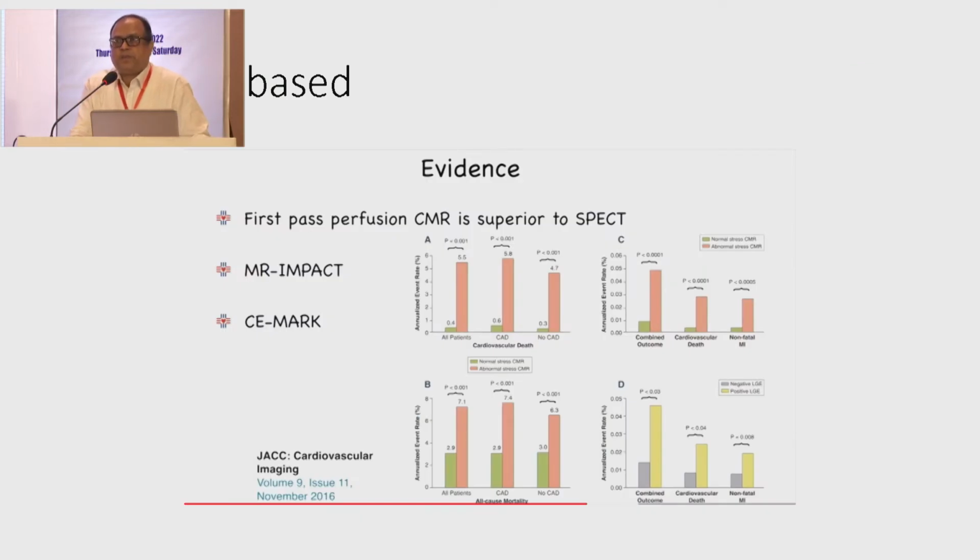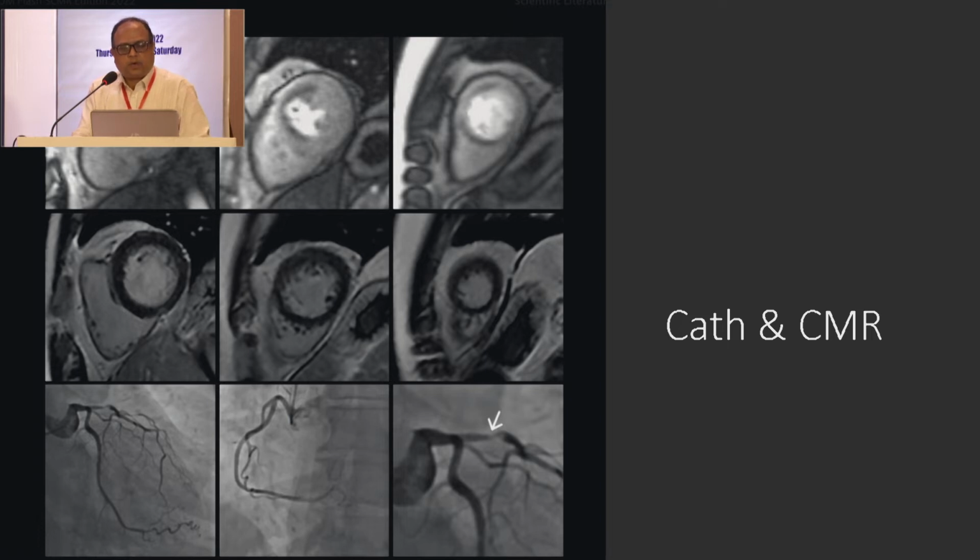And there is lots of evidence showing the first-pass perfusion by CMR is superior to SPECT, by important landmark studies, MR-IMPACT, CMR1 and CMR2. This is a correlation of CAG and CMR study. Here is LAD showing more than 95% lesion in the proximal, and corresponding the anterior wall, septum, and inferior wall showing perfusion defect. But there is no scar as there is no history of MI. So there is significant inducible ischemia in the LAD territory.